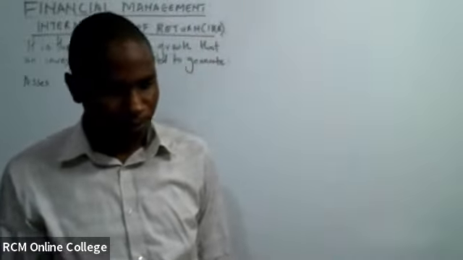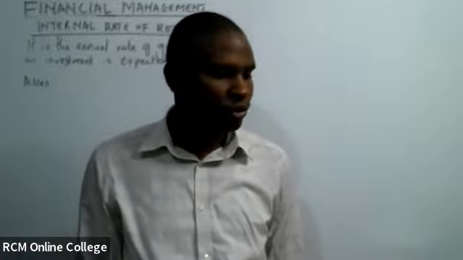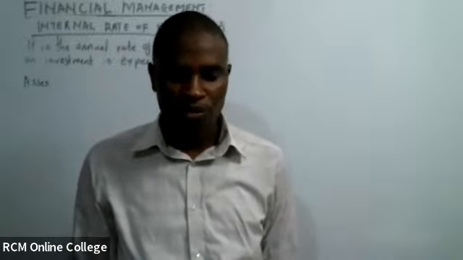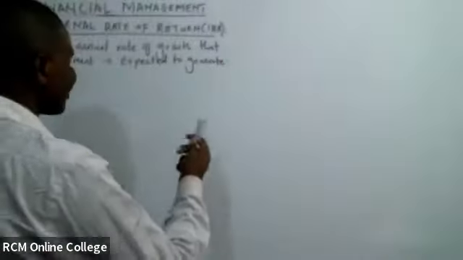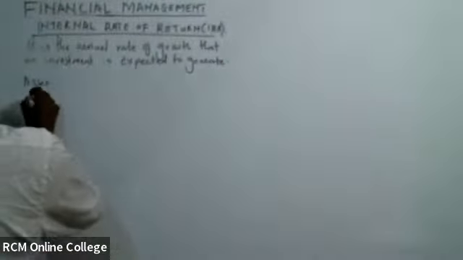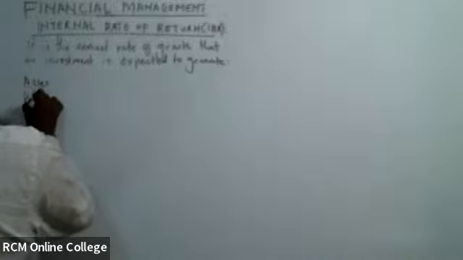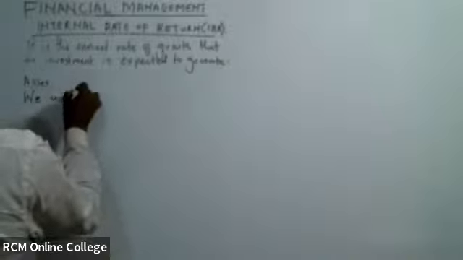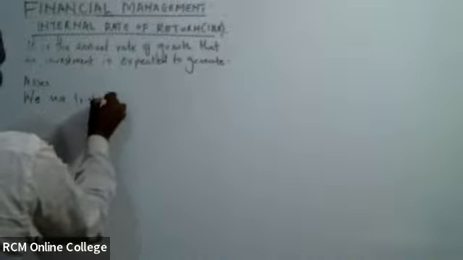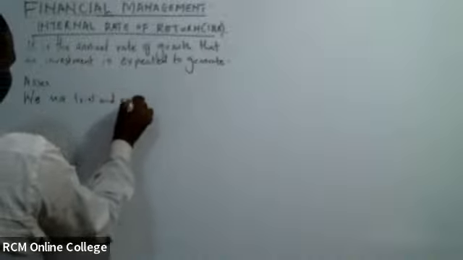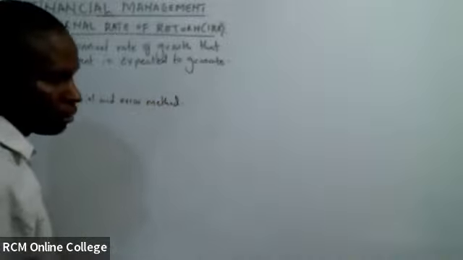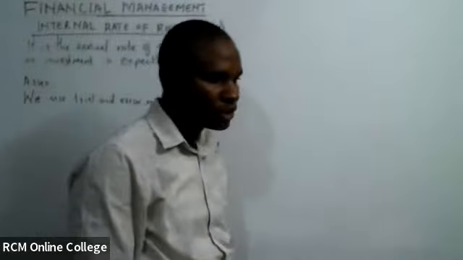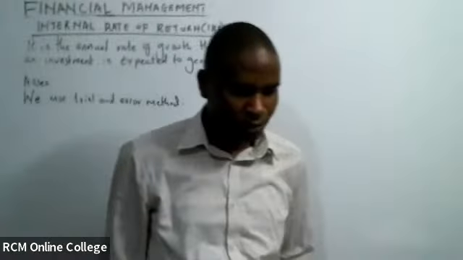Next statement, still under that. Maybe before you go to the next, you can say that we use the trial and error method. So when we are coming up with increasing the cost of capital, we use the trial and error method.